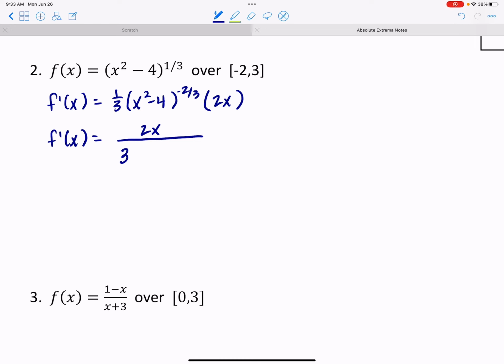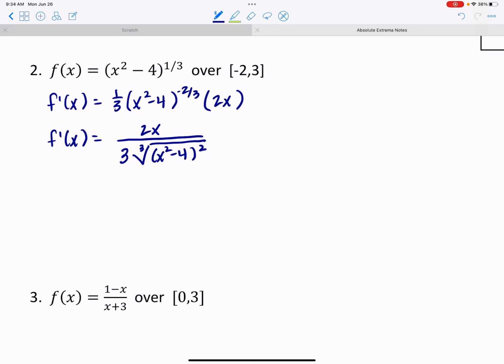I'm going to go ahead and move the x squared minus 4 to the 2/3 to the bottom, because it's got a negative exponent. And I prefer radicals to those rational exponents, so I'm going to make that the cube root of x squared minus 4 squared. But you don't have to do that.